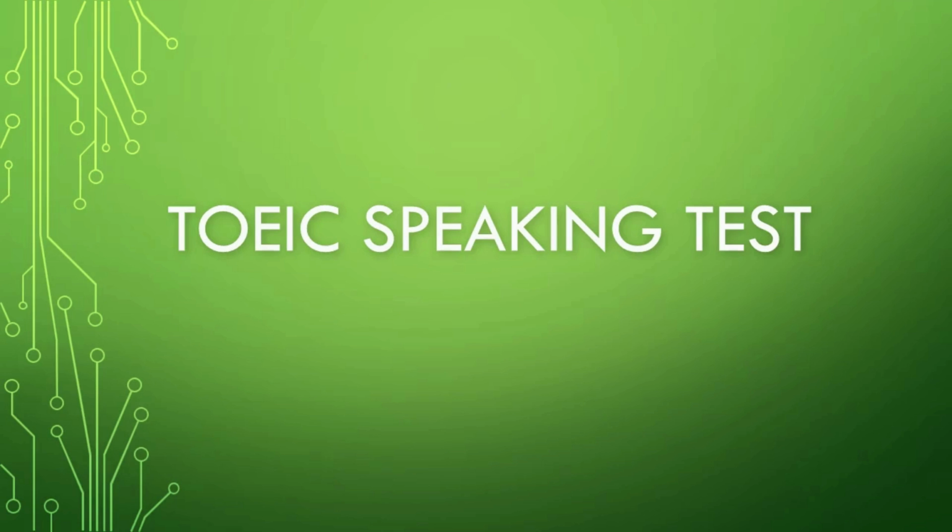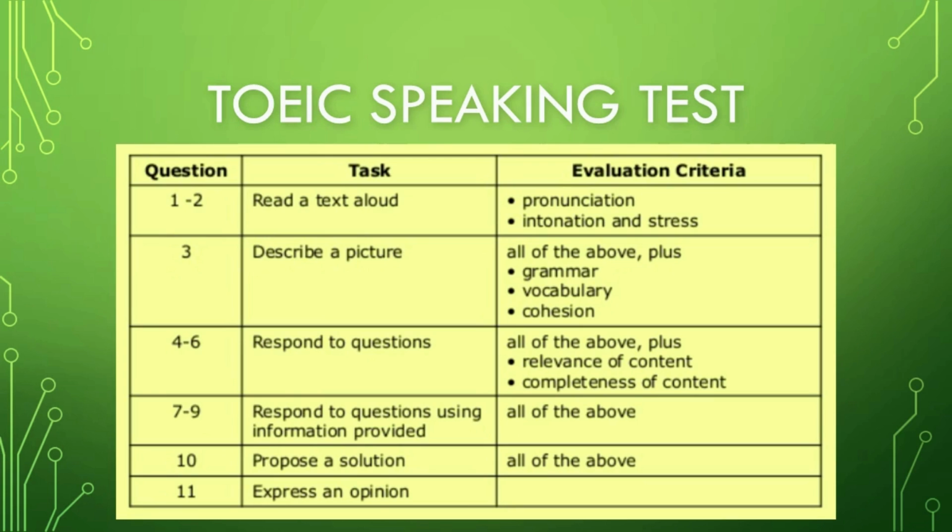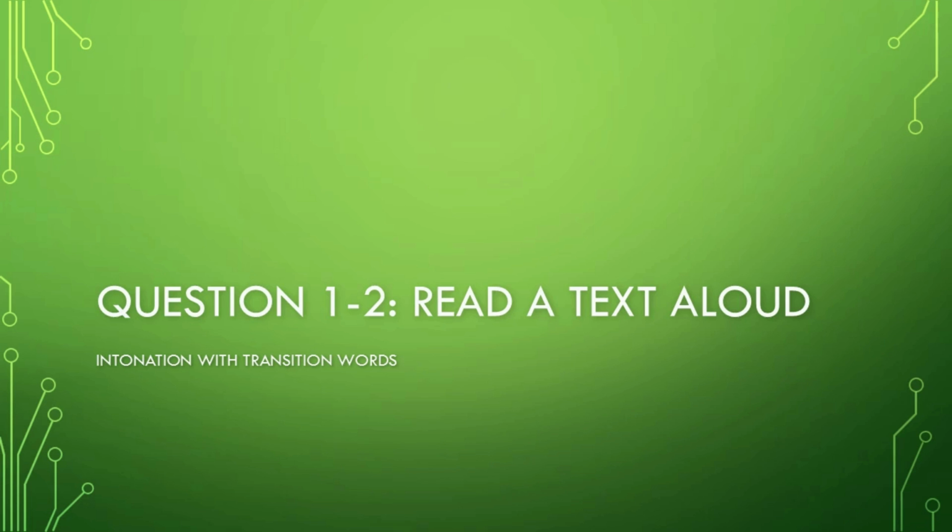For this video, we're going to be focusing on the intonation with transition words. Remember that the Toeic speaking test is composed of 11 questions, and questions 1 and 2 are focused on the task of reading a text aloud. You're going to be scored based on your pronunciation, intonation, and stress. Intonation with transition words.